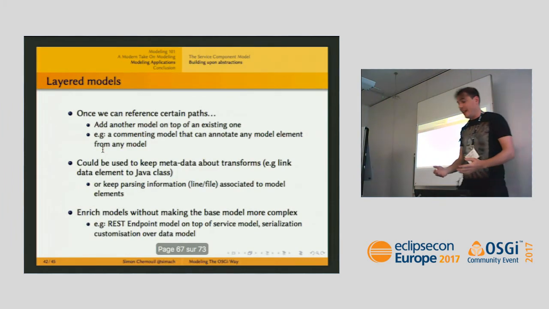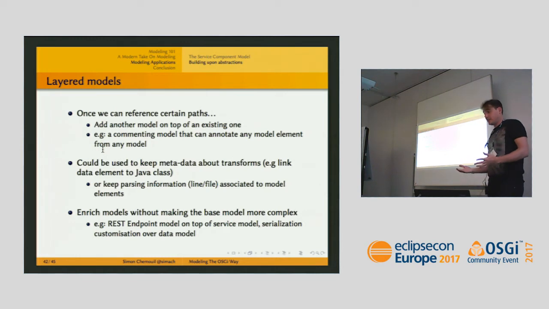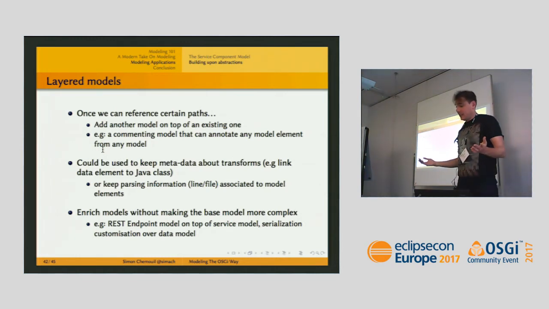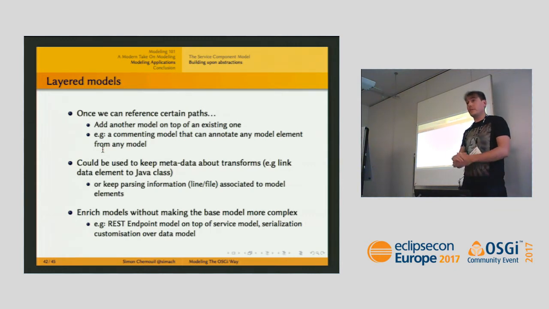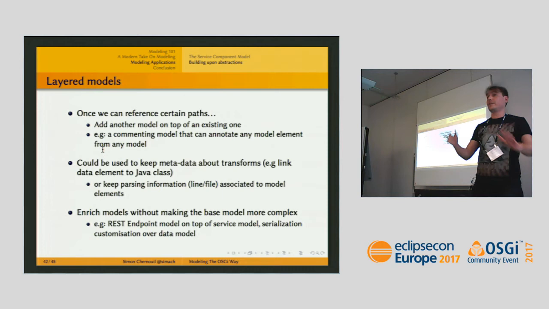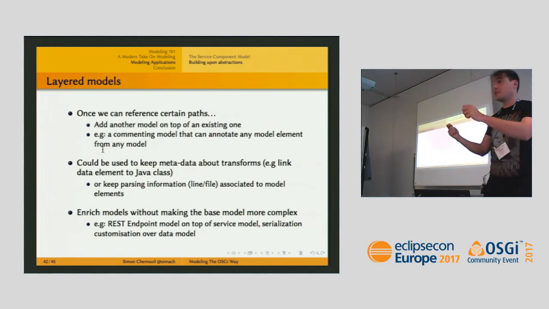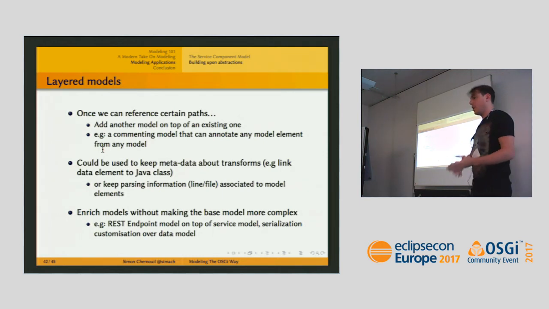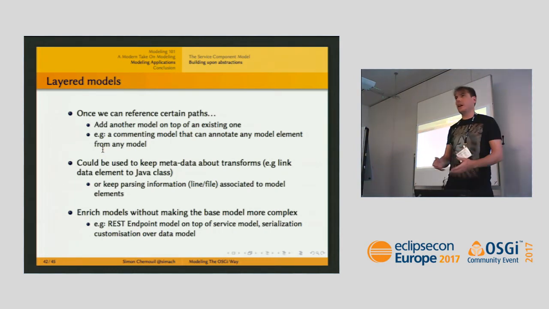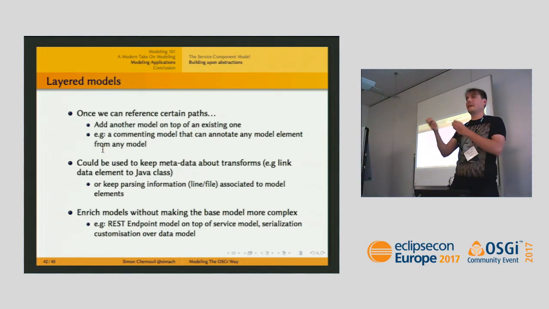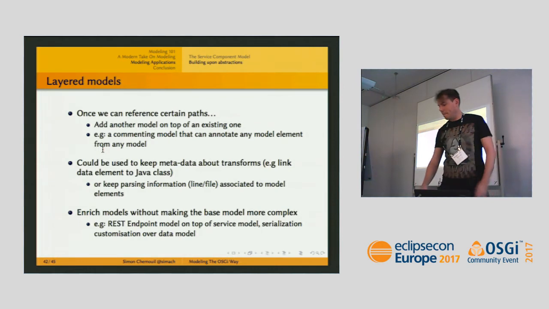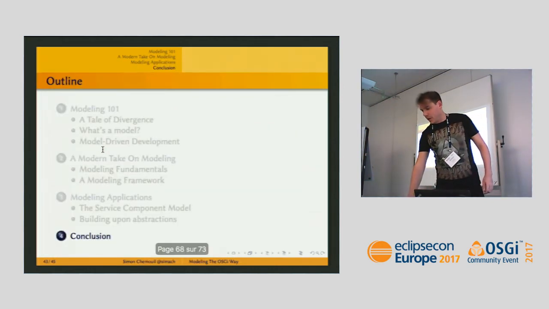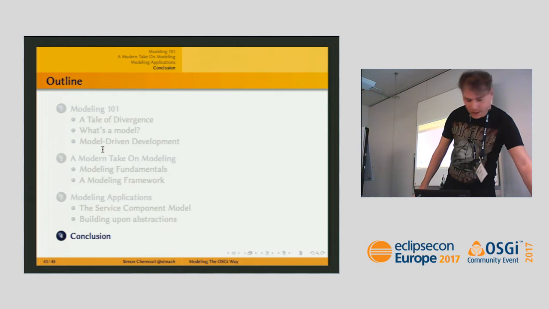And when we have that, we can enrich models. For instance, if I wanted to have REST endpoints on top of my service model, I don't want all my services to have REST endpoints. I could customize them with a specific model and say, look at this service interface and these methods. I want to expose them on those paths with those mapping schemas or something. All right, so I think I'm done.